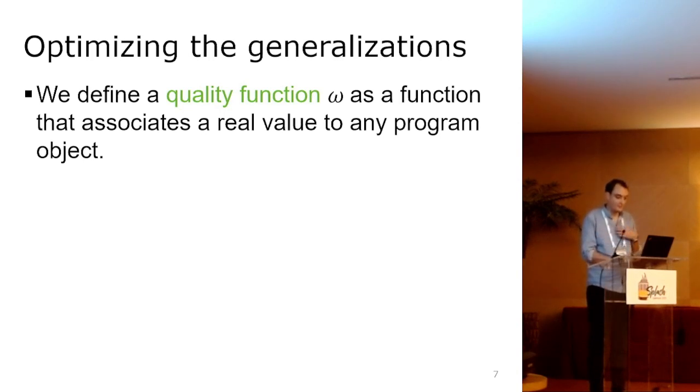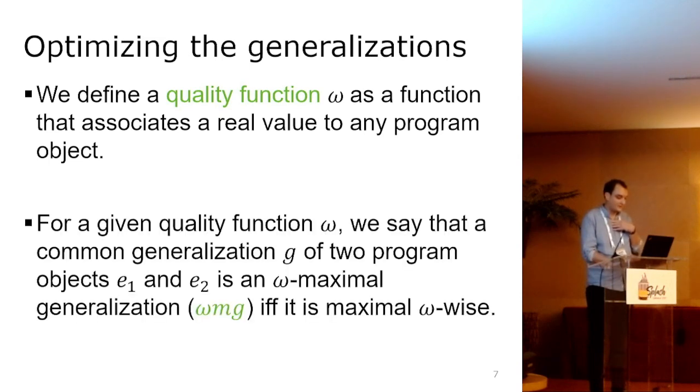So this is our parameter omega here, which is a quality function. And for such a given quality function, we say simply that a common generalization is an omega mg if and only if it is omega maximal. So if there doesn't exist another common generalization that has a higher quality. But remember that the quality could be, in fact, anything, depending on the application, as long as it's a real value function.